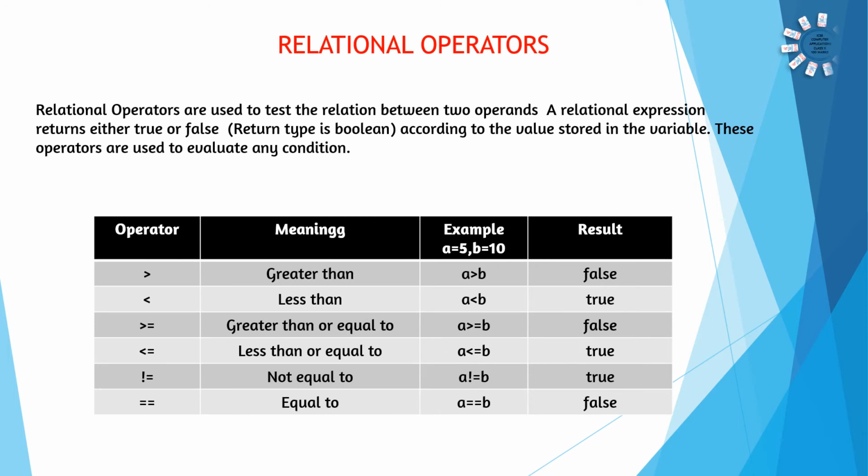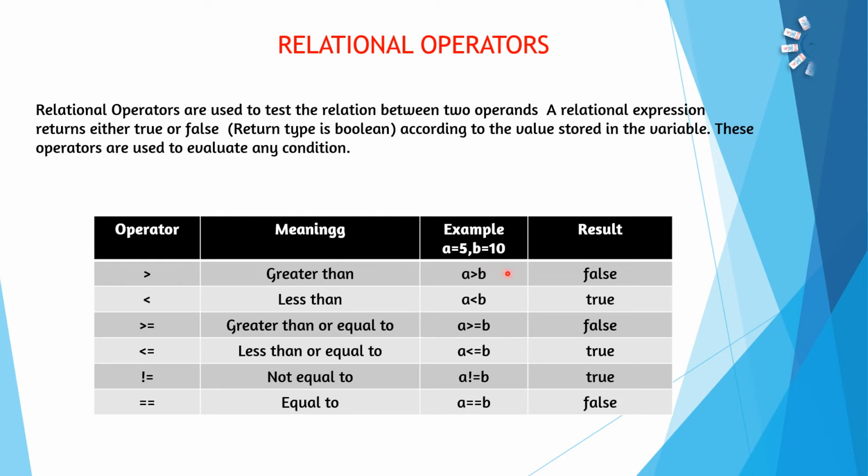So for example, the relational operators of Java are greater than, less than, greater than or equal to, less than or equal to, not equal to, and equal to. So when we use these in an expression, we can see the example. Here take the value a as 5 and b as 10.